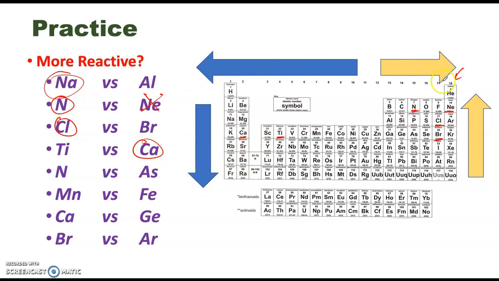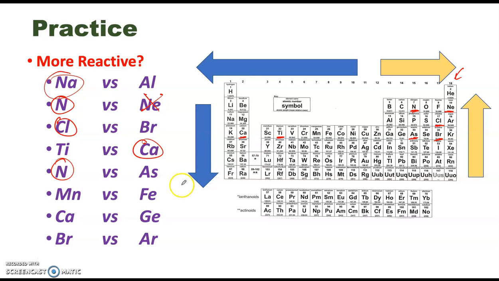Now, you are not allowed to write these trends on your periodic table. I would like you to memorize them. So make sure you're memorizing them as you practice them here. We've got nitrogen and arsenic. Nitrogen, arsenic, nitrogen's higher. That is it. You should do the last 3. Let's pause and do the last 3 on your own.